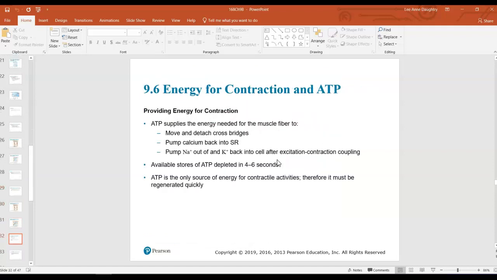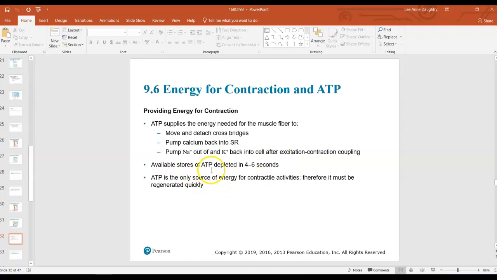Not a lot of questions about this, but there are questions about where the ATP comes from that supplies the muscle. Okay, so we need ATP for the muscle fiber to have energy to move and also to detach cross bridges so that the muscle can relax. Energy is needed to pump calcium back into the sarcoplasmic reticulum after a contraction, and to pump sodium out of and potassium back into the cell after excitation-contraction coupling. That's through the action of the sodium-potassium pump, and we know that requires ATP.